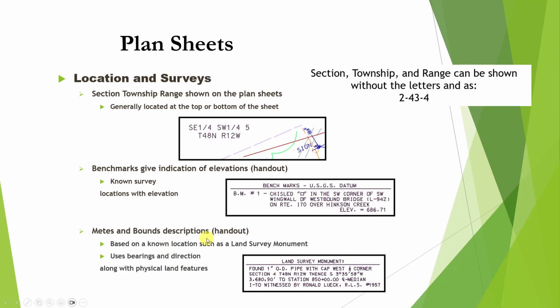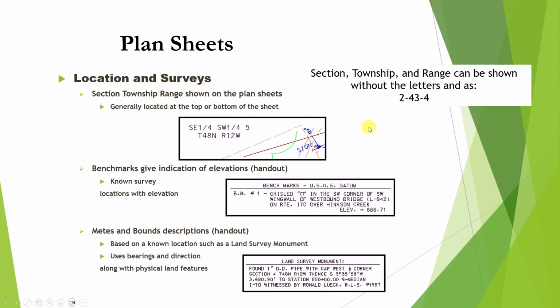Metes and bounds are also in the handout, and this is based on known locations such as a land survey monument, and uses bearing and direction along with physical features. So in this one you can see that the land survey monument found a 1-inch outside diameter pipe with a cap west of the quarter corner, section 4, township 48 north, range 12 west. Thence the bearing is south 3 degrees 35 minutes 58 seconds west. Okay, and so many feet to station 850. Okay, center line median, I-70, witnessed by the RLS.